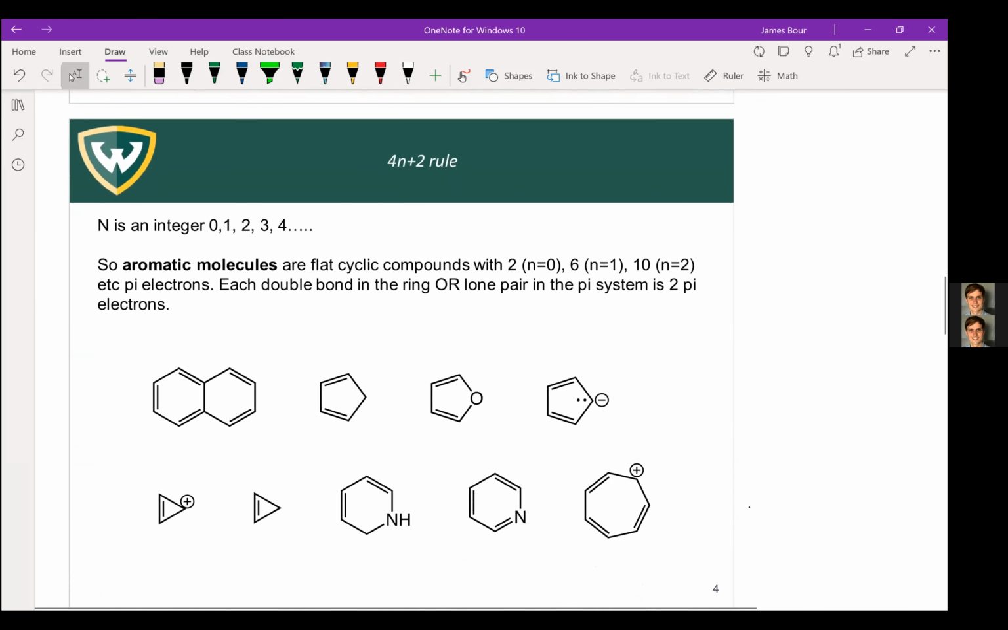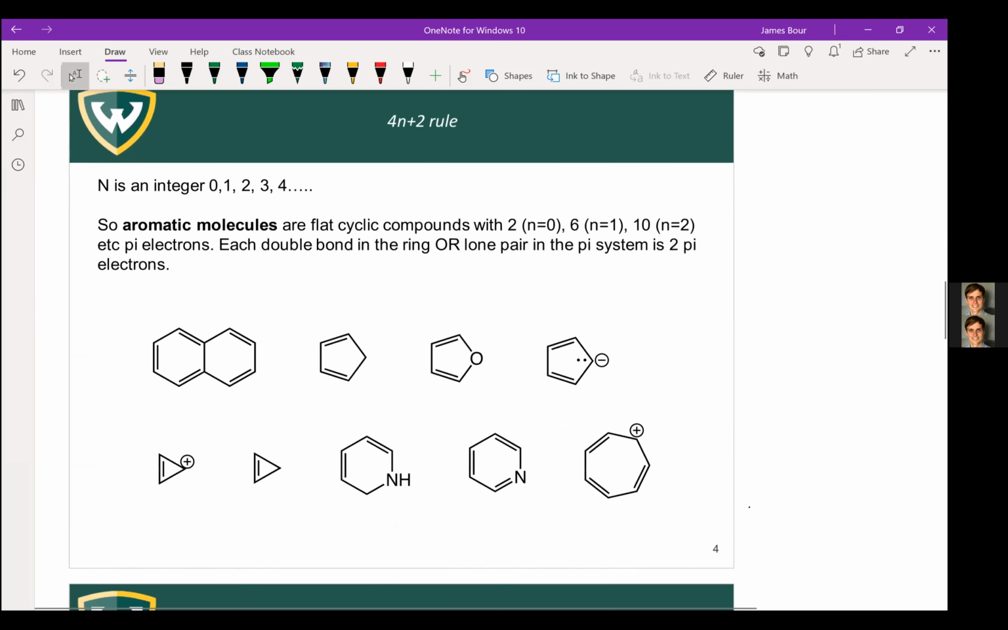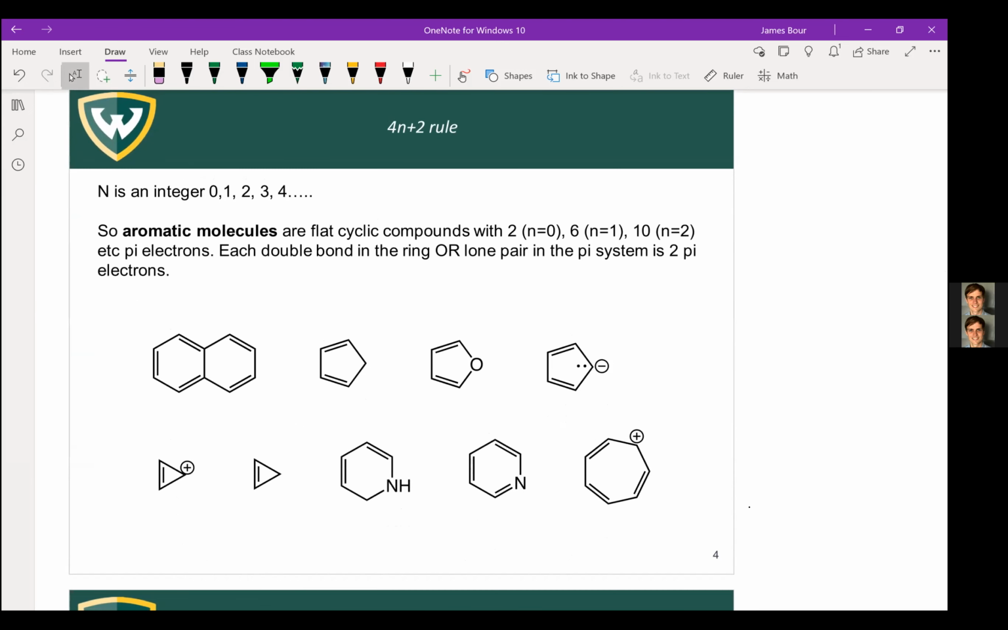So let's talk about the most confusing of these, the 4n plus 2 rule. N is any integer, 0, 1, 2, 3, 4, etc. It can go up to infinity. You can have an infinitely large aromatic molecule as long as the number of pi electrons fits this 4n plus 2 rule. So let's just go, for example, let's say n equals 1. If a molecule has 6 pi electrons in a cyclic flat arrangement with consecutive connectivity, it is an aromatic molecule.